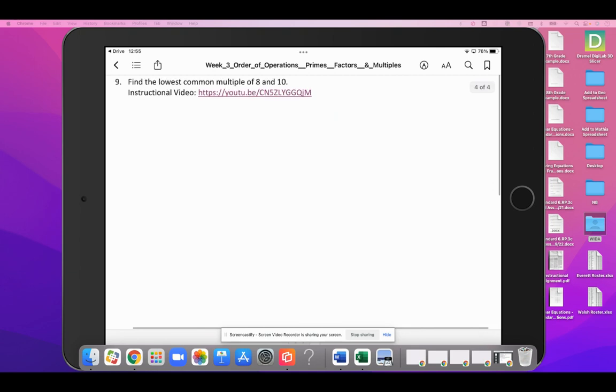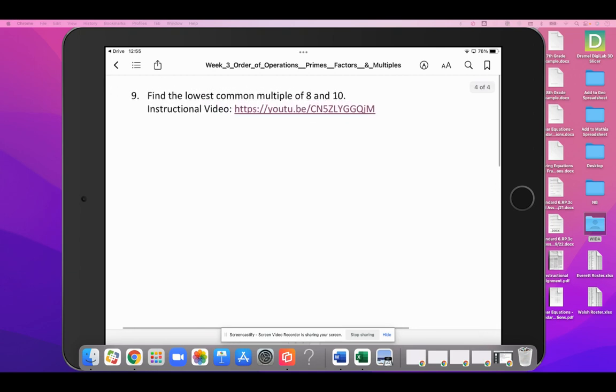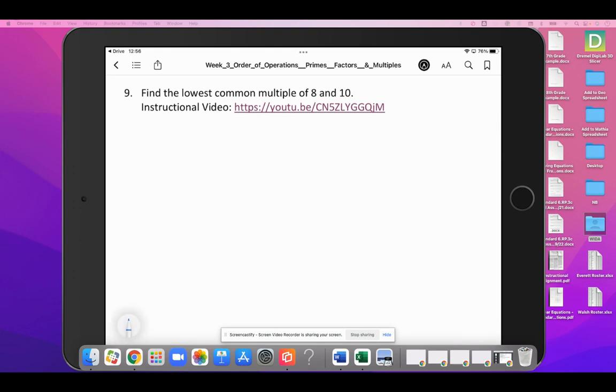And lastly, we are looking for the lowest common multiple of 8 and 10. So lowest common multiple, often called the least common multiple as well. To create that, what we're going to do is just multiply these numbers by 1, 2, 3, 4, 5, 6, 7, 8, 9, 10, whatever, until we get a pair.